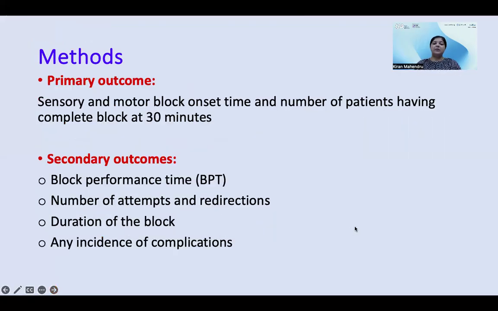The primary outcomes of the meta-analysis were sensory and motor block onset time and the number of patients having complete block at 30 minutes. The secondary outcomes were the block performance time, the number of attempts and redirections, the duration of block, and any incidence of complications.